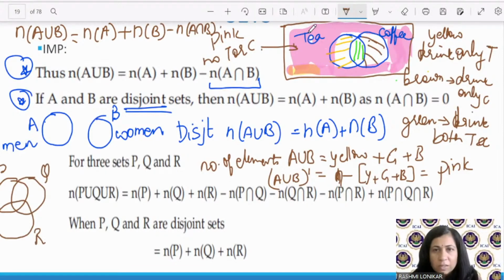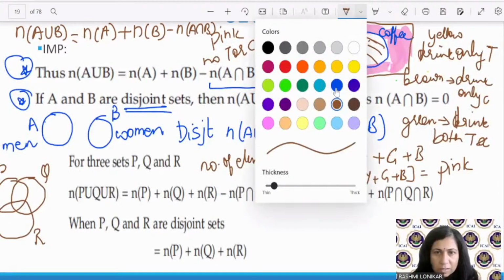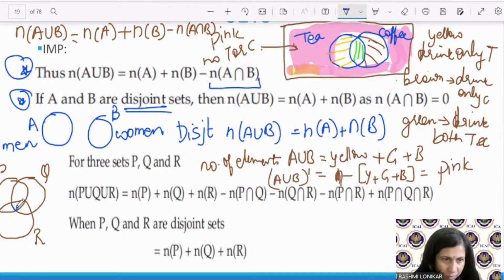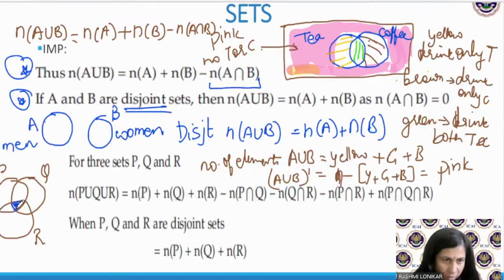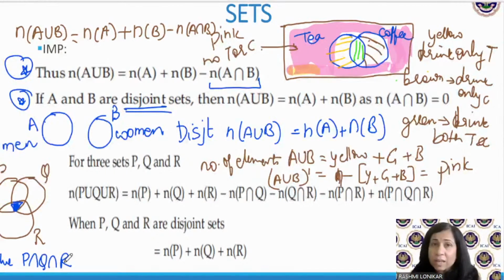So in this case, what is happening is, this blue is representing P intersection Q intersection R. These are the elements which are common to all 3 sets P, Q and R. Okay. Again, same thing with the disjoint. When there are 3 sets that are disjoint, then you will not have the other elements.